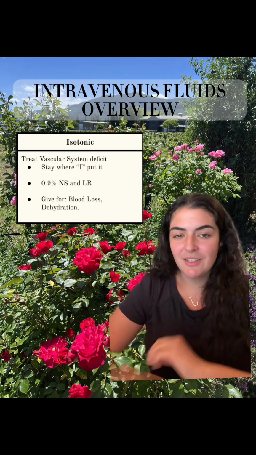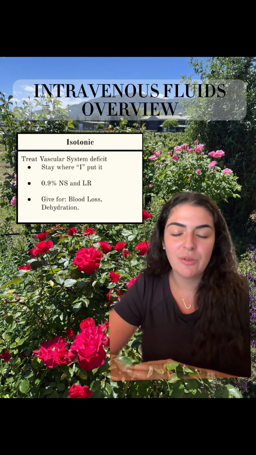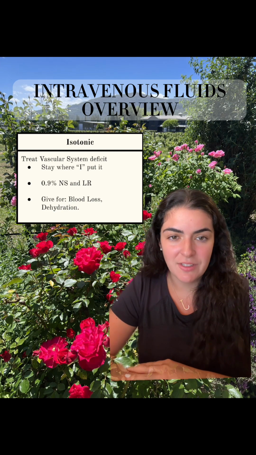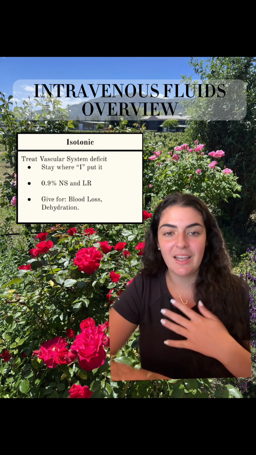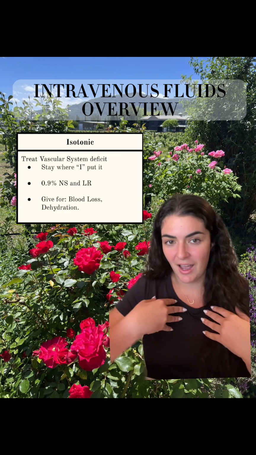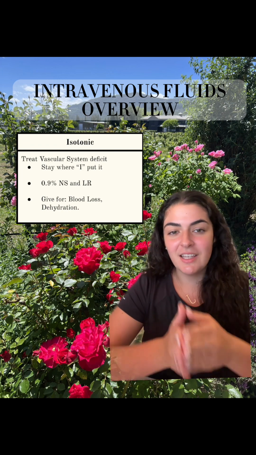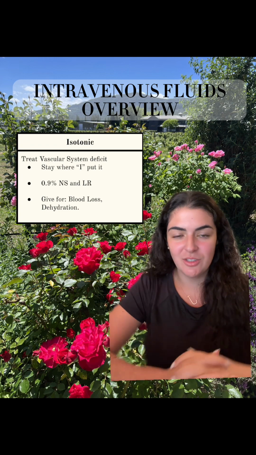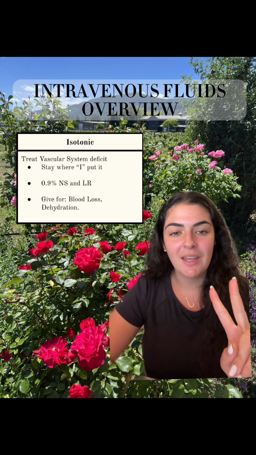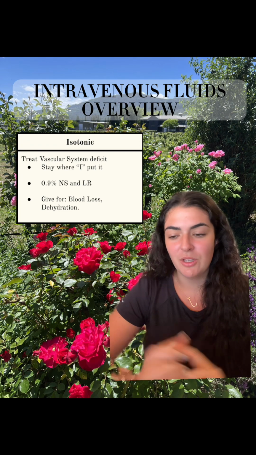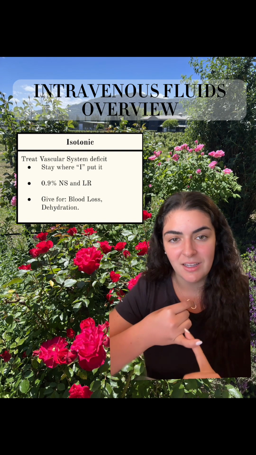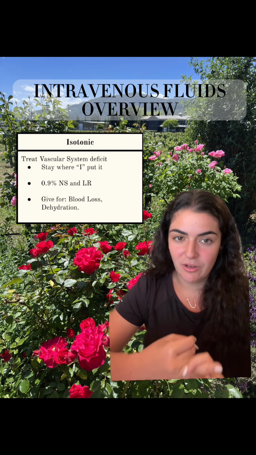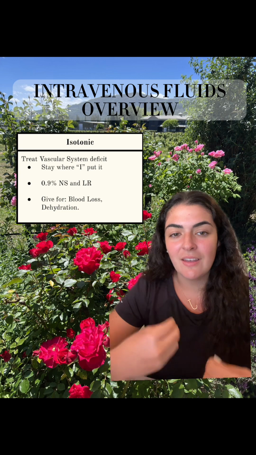So let's start off with isotonic fluids. Isotonic fluids treat vascular system deficits. The way that I remember it is saying isotonic stays where I put it. Iso is equal to our plasma concentration, okay? Two main examples that you'll see on NCLEX are going to be your 0.9% normal saline and your lactated ringers, okay? When would I give isotonic?